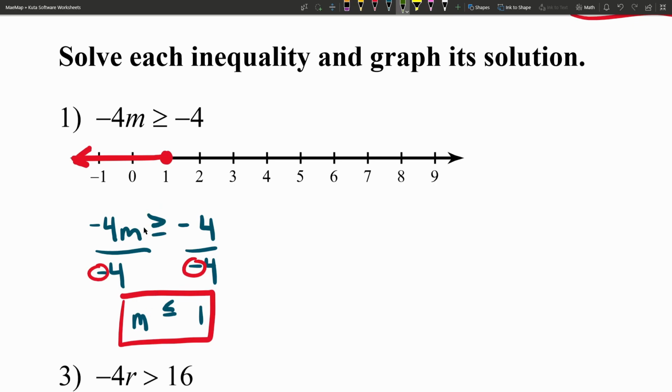Now let's pick a point and double check that we did this correctly. And you'll see that switching it was indeed the right thing to do. So let's pick a value less than or equal to 1, let's say 0. If we were to plug 0 in, 0 is indeed less than 1. It's to the left of 1, so that checks out. And we can also plug 0 into our original inequality and solve. So if we were to put 0 in for m, -4 times 0 is 0, and 0 is indeed greater than or equal to -4.